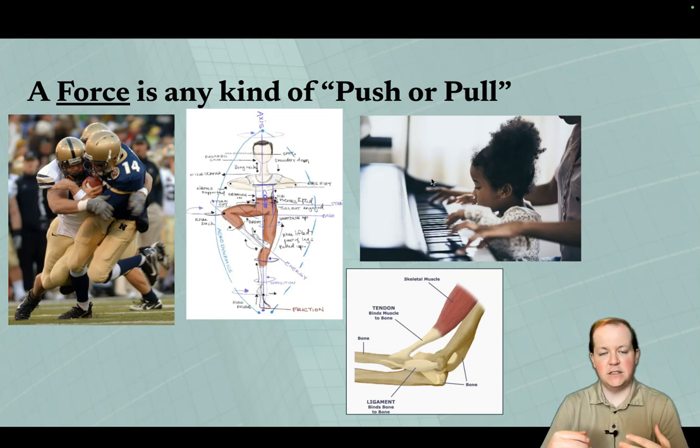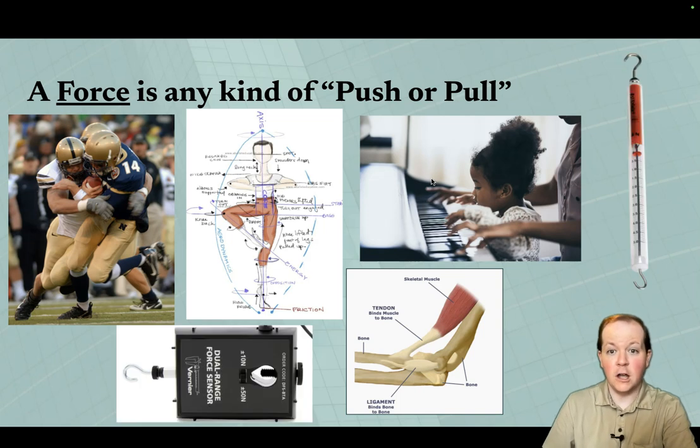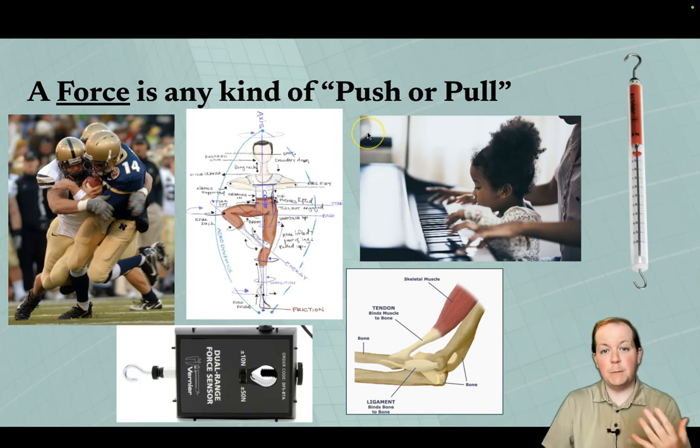And that even extrapolates to planet Earth. Planet Earth exerts a force on us. It pulls us downward. So that's it. That's what a force is. Any kind of push or pull. All right. How we measure forces, especially in a physics classroom, there's a couple of different ones that I have right here.